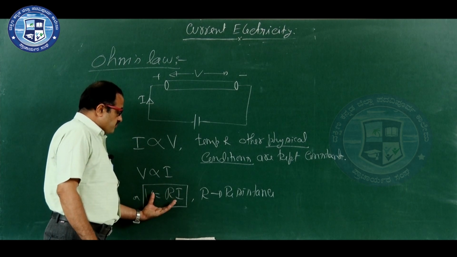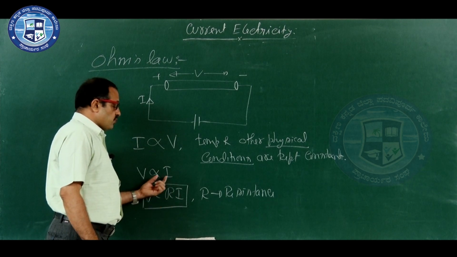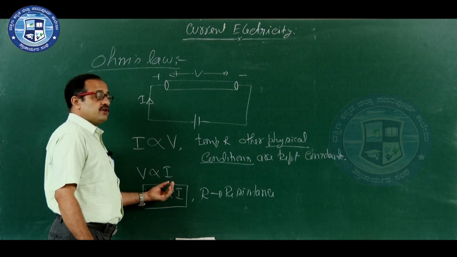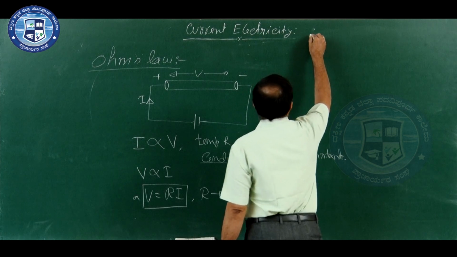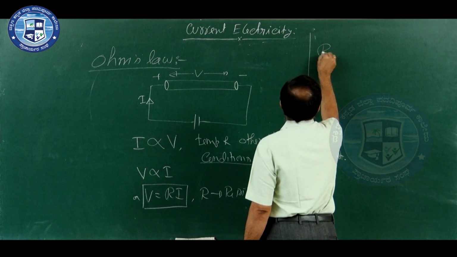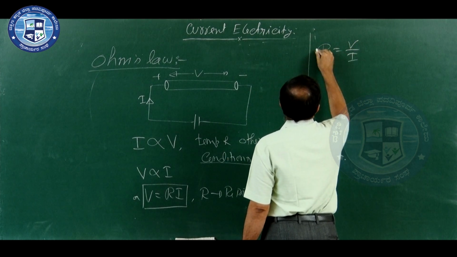Now, from this I want to define resistance of the conductor. So, what is the formula for R? R equal to V by I.